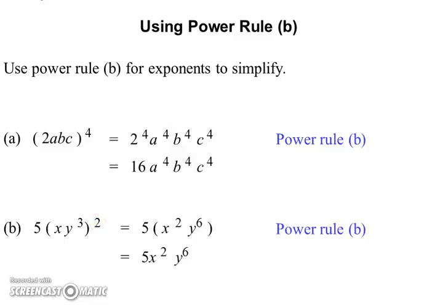So we keep the 5 in front, raise the variable x to the second power, and also raise y to the third to the second power. When we do that, we have to multiply the exponents. So 3 times 2 is 6. So our final answer is 5x squared y to the 6th power.